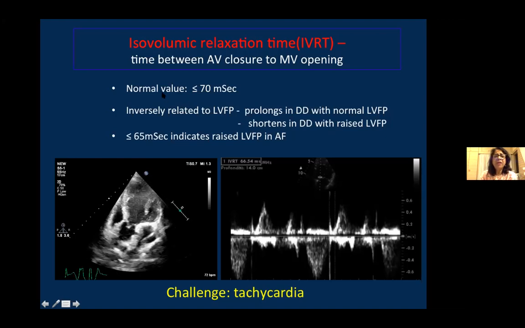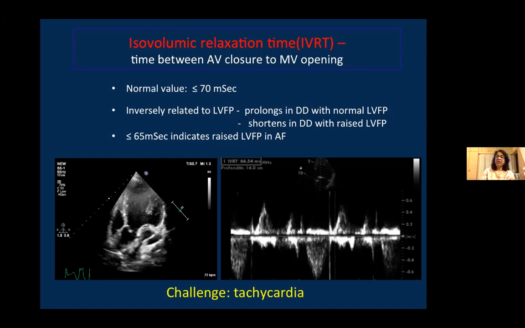What is the normal value? It is less than 70 millisecond. Now remember that it has got inverse relationship with the LV filling pressure. The isovolumic relaxation time gets prolonged in the diastolic dysfunction with normal LV filling pressure, and it shortens in the diastolic dysfunction with raised LV filling pressure. So if it is very short, the LV filling pressure is high.